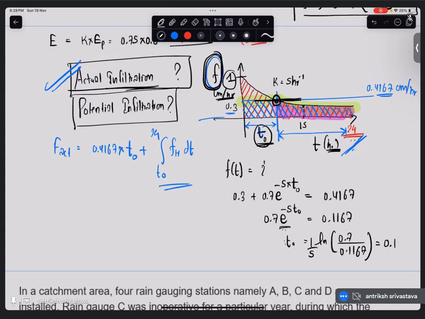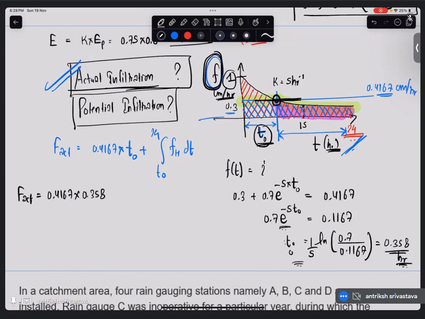Okay, so that's why I'm getting a little different answer. So let me write my answer. I'm getting 0.358 hours. Are you getting this? Yes, sir. Okay, good. So this is your value of T naught. Now we can easily calculate our actual infiltration. So let us do that. You guys also calculate and tell me, and we'll see whether it is correct or not.